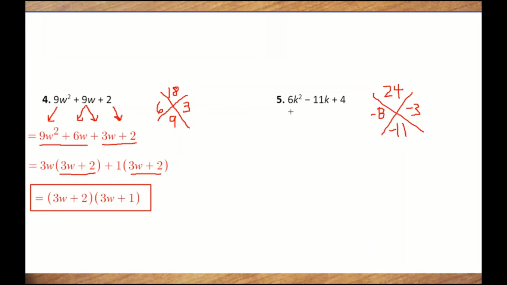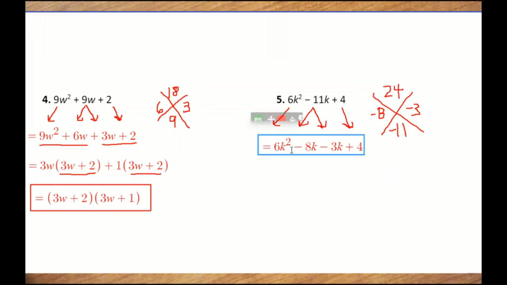So the first term and the last term stay the same, but I'm going to split up that middle term. I like drawing these arrows just to remind me what's really happening here. You don't have to draw the arrows, honestly, but it doesn't hurt. Let's bring this over there. So we got equals 6k squared minus 8k, oops, minus 3k plus 4. We're going to look at the first two terms and the last two terms. We're going to group those up.